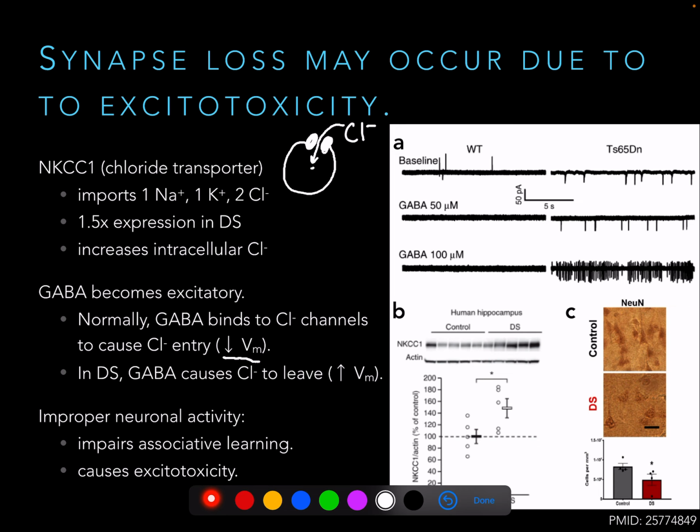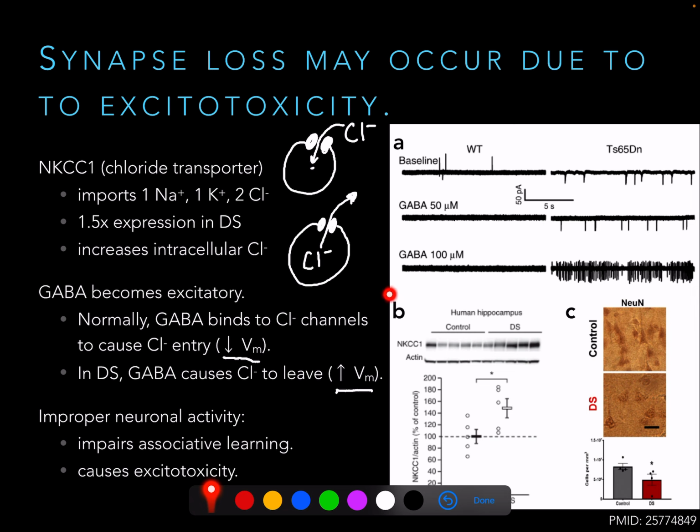Okay, what if we had another cell over here that just had a whole bunch of chloride cotransporters and got filled up with chloride? Now what happens when GABA binds? Rather than entering, chloride leaves, making the cell less negative. That is, it depolarizes it. Now, is this real? Probably. All right, let's have a look over here.